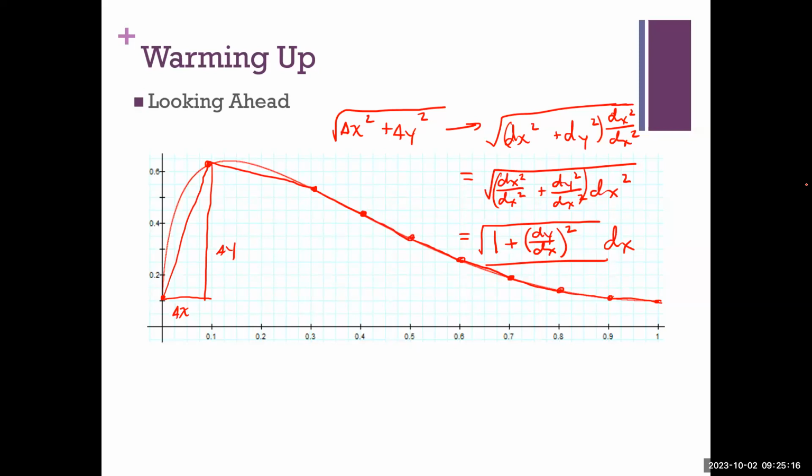If I multiply under the radical by dx squared over dx squared, that's where I got this square root of 1 plus dy dx squared thing. So yeah, that 1 is never going to be anything different.